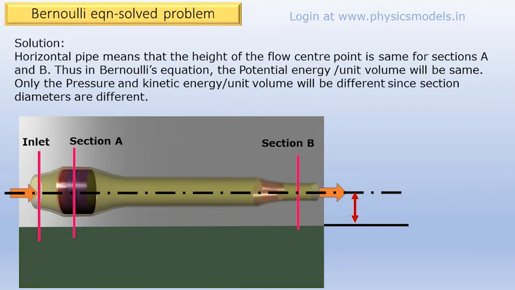The problem mentioned a horizontal pipe. When we see the sketch in front of us, it's clear that the center line passing through the various sections is at the same height from a given datum plane. All the sections are at the same height. So the potential energy term in the Bernoulli's equation becomes constant. We don't have to solve for that, so we will only be concerned with the fluctuations in the pressure and the fluctuations in the kinetic energy from section to section.